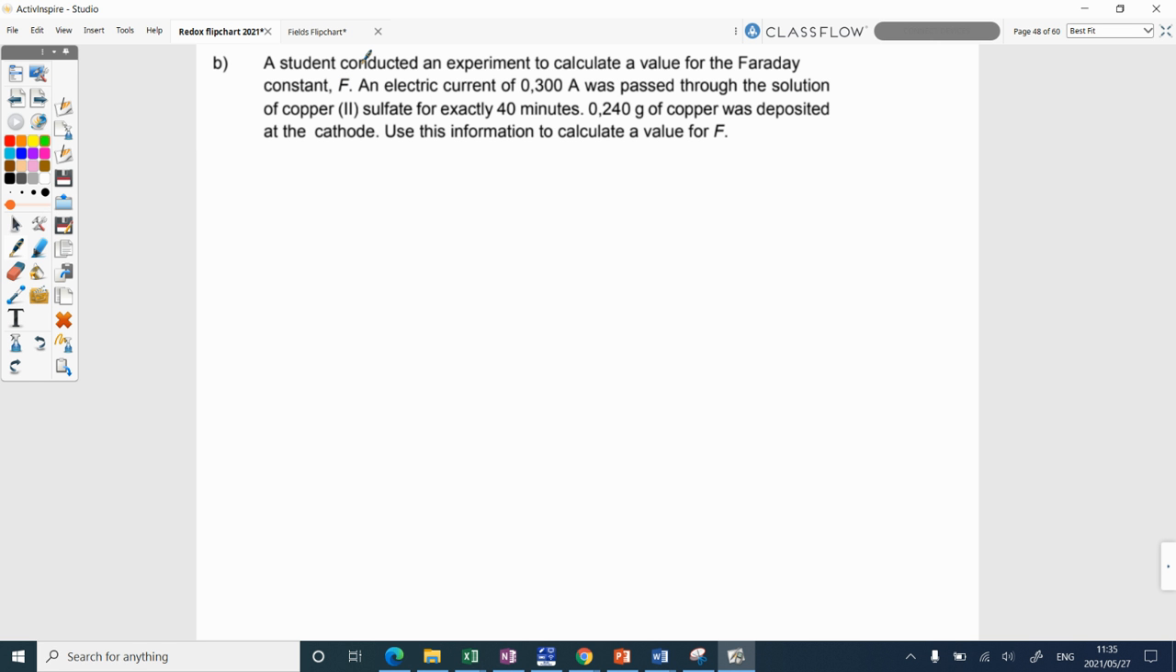A student conducted an experiment to calculate the value of Faraday's constant. When this person is calculating the value of Faraday's constant, can you use F on your information sheet? No, please remember that. So an electric current was passed through the solution of copper sulfate for 40 minutes, so they're giving us a current, so we know we have that, and the time as well. They're telling us that the mass of copper that formed is 0.240 at the cathode. Use this information to calculate it.